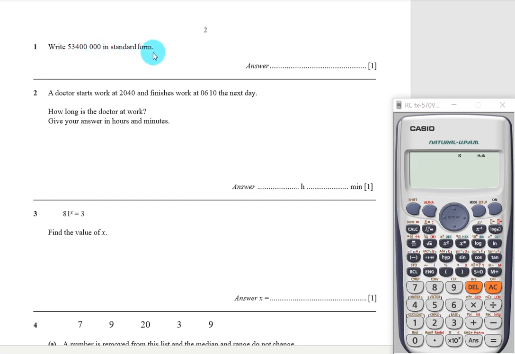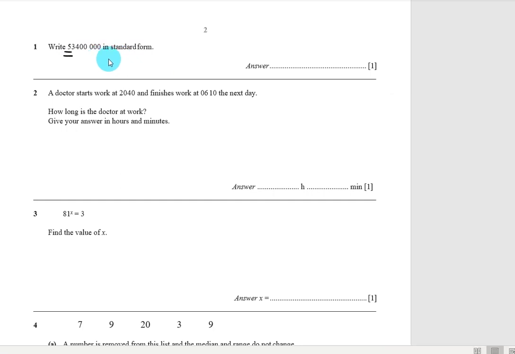Let us start the exam. Write 53,400,000 in standard form. To answer this question, we start from the 5 and count how many numbers come after 5: 1, 2, 3, 4, 5, 6, 7. So the number will be 5.34 multiplied by 10 to the power 7.